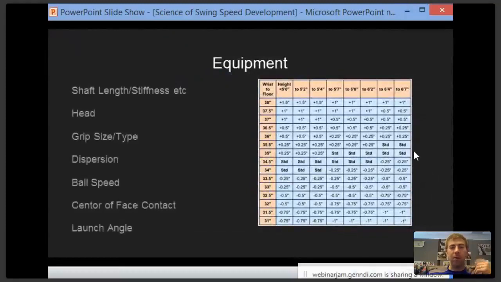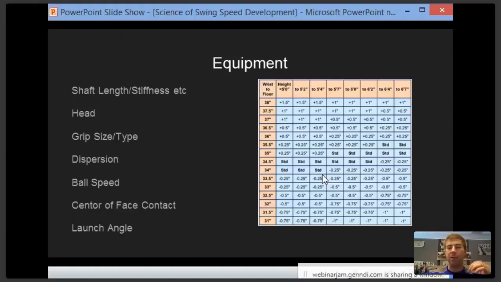So for equipment, I have a simple little chart here. One of the ways that equipment can be important is making sure that you actually have the right length shaft. But there are lots of other things when you get a club fitting that can affect the quality of your accuracy, how fast the ball is moving, how far it's traveling. So obviously shaft length and stiffness can play a big role.